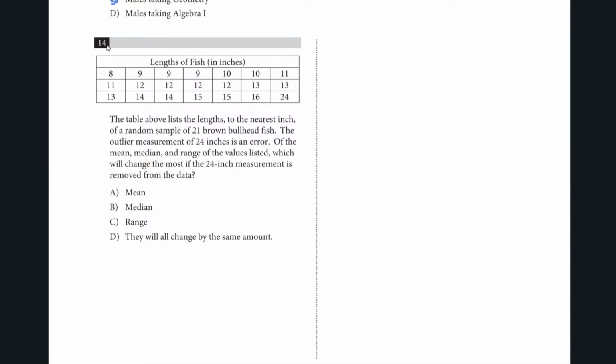Well, we know the median is rather safe against outliers because it is just the middle value, and removing one will just shift it to the left or the right. So if the middle value is 12 here, and we remove this 24, it's going to shift to the left. So it's still going to be 12. No change.